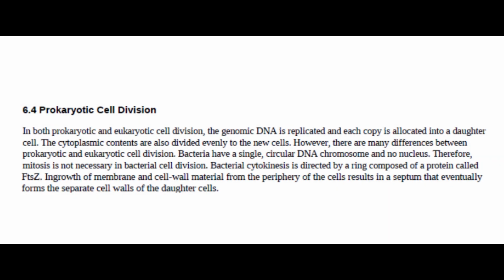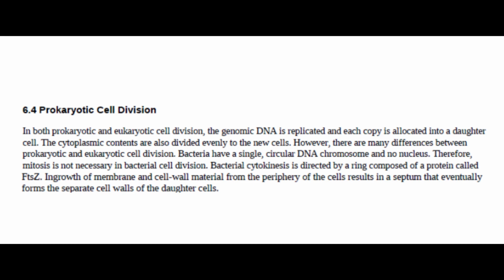Section 6.4. Prokaryotic cell division. In both prokaryotic and eukaryotic cell division, the genomic DNA is replicated and each copy is allocated into a daughter cell. The cytoplasmic contents are also divided evenly to the new cells. However, there are many differences between prokaryotic and eukaryotic cell division.